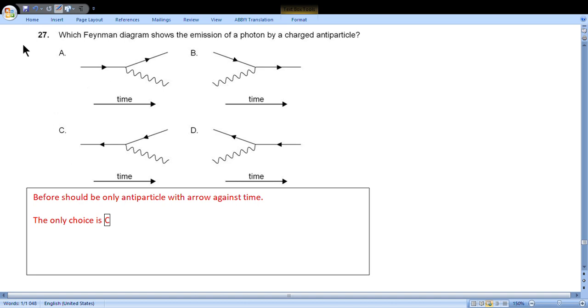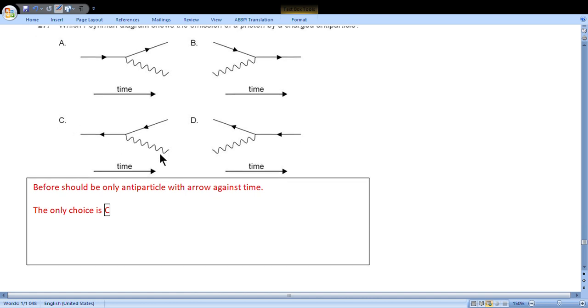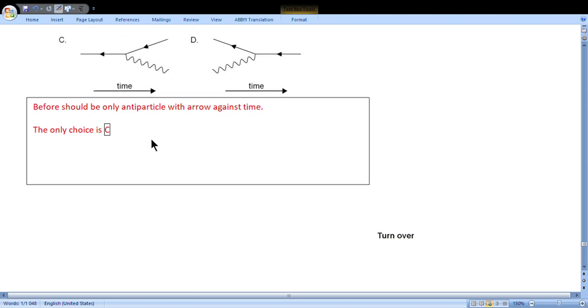Question 27. Which Feynman diagram shows the emission of a photon by a charged antiparticle? So at the beginning we should have a charged antiparticle and then a photon. The antiparticle arrow direction should be opposite, against time, and that is for C, so we choose C, and here we have the photon. Probably the other particle is also an antiparticle.